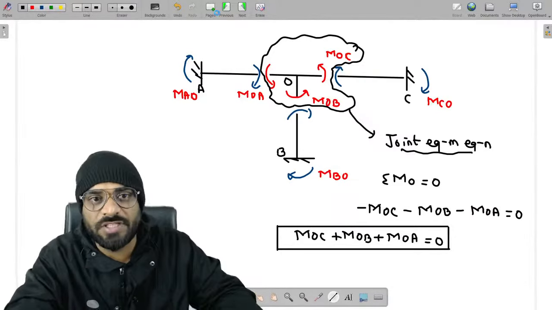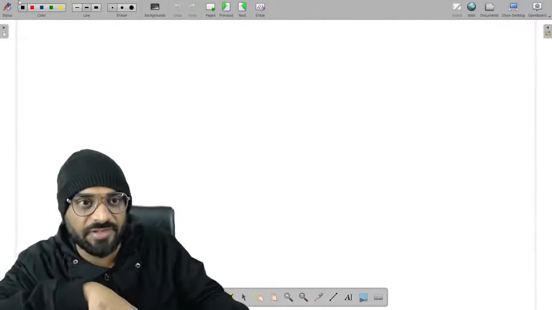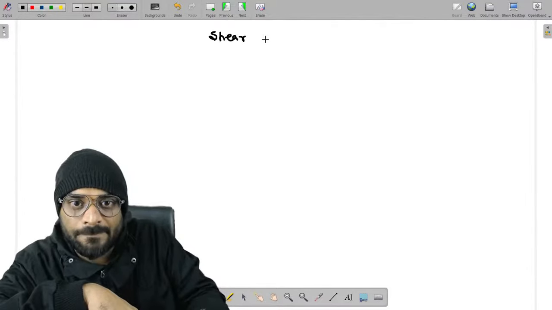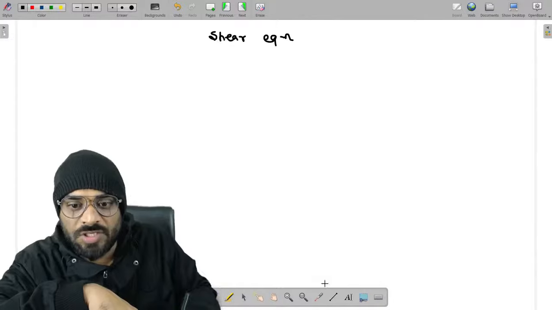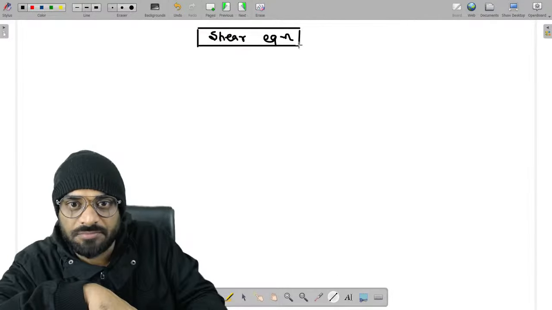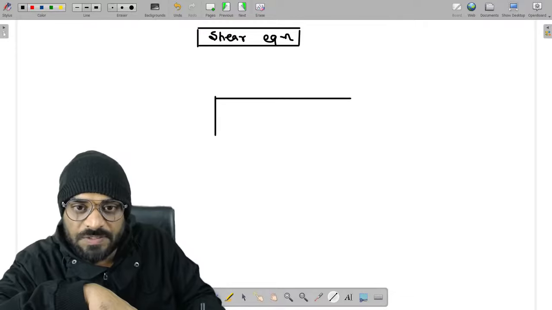Now guys, the next one is basically the shear equation, which is very, very important. How can we write it down? Let's understand in detail. Let us suppose this is our structure.